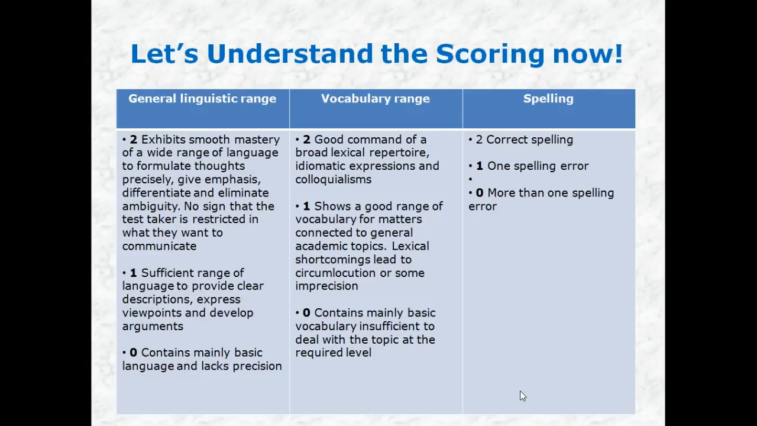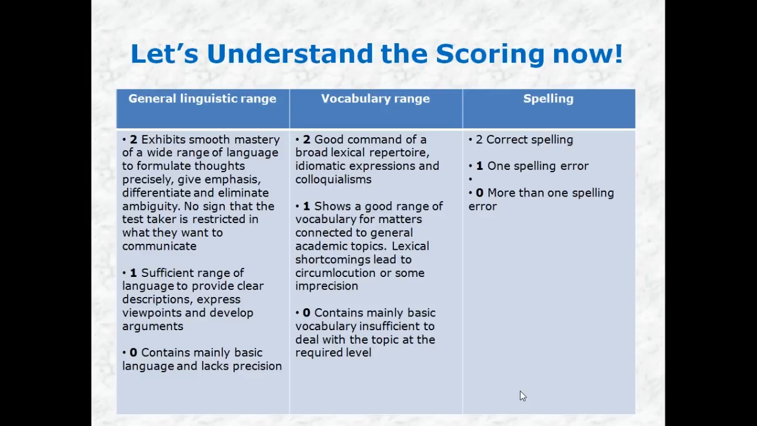Then comes vocabulary. You get the maximum score in vocabulary, that is 2 out of 2, when a wide range of lexical repertoire, lexical resources, or you may say lexical devices, has been used, with the help of idiomatic expressions and colloquialisms. Otherwise, if anything is missing over here, it will lead to a lower score.